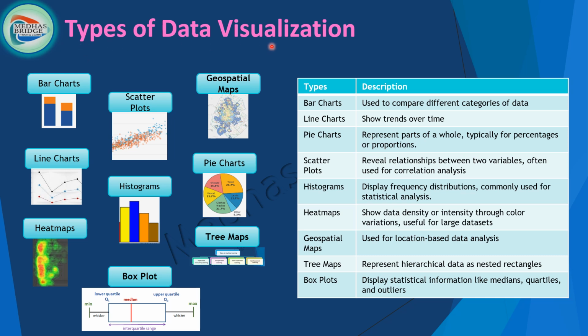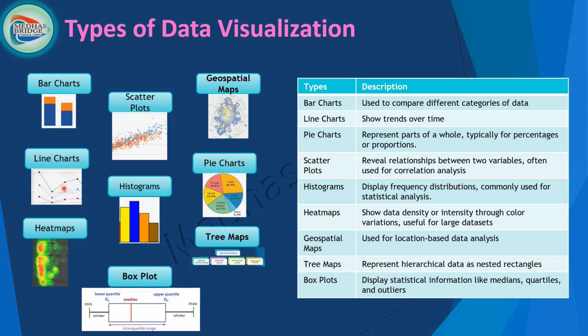Types of data visualization. We have various data visualization elements. Let's say for instance, bar charts, line charts, pie charts, scatter plot, histogram, heat map, geospatial maps, tree maps, box plots. If you look at a bar chart, this is what it looks like. Bar charts are used to compare different categories of data. Do you see, for instance, how we represent the bar charts? Good.